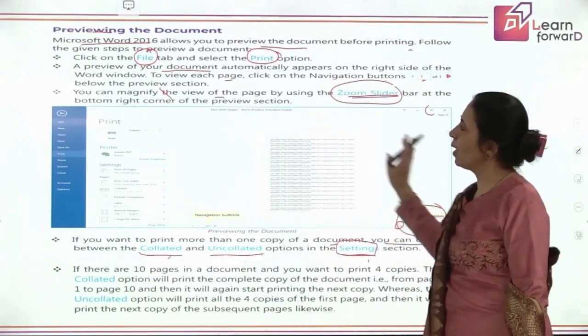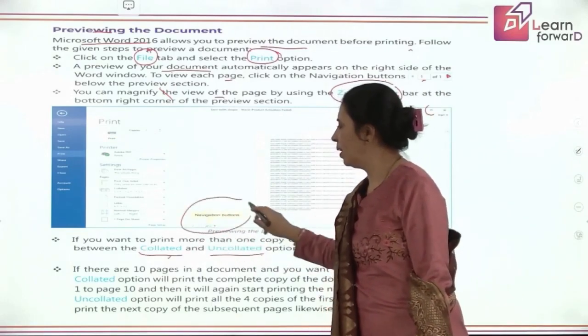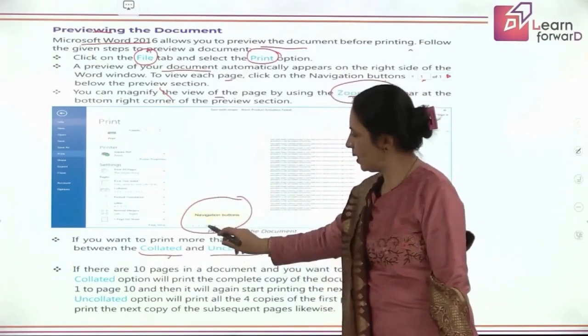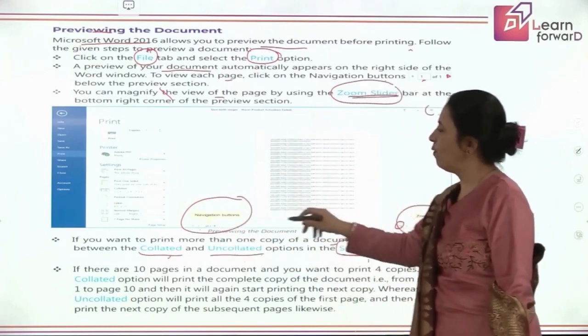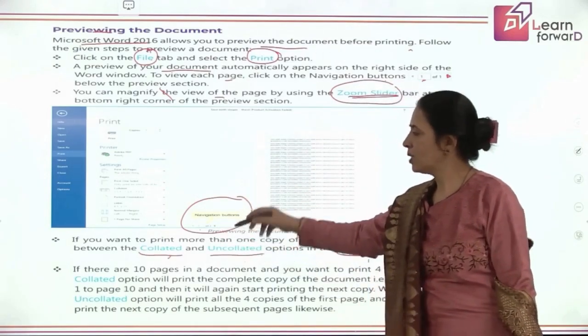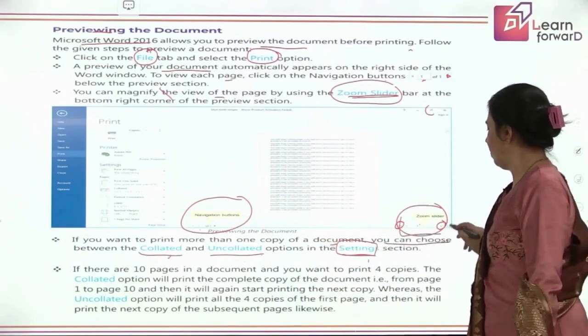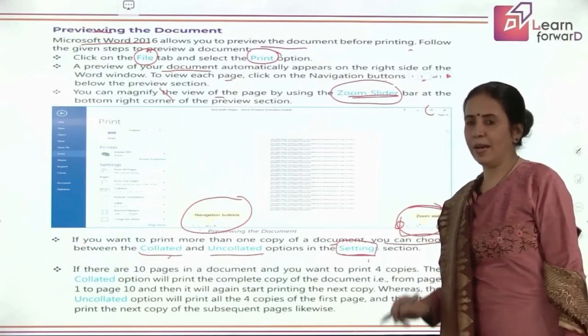So if you look at this preview screen, here we have a navigation button which will show you, like here you can see one of two. That means you have presently opened the first page. If you right click, your second page will be visible. And how the document looks, it will be visible on the zoom slider.